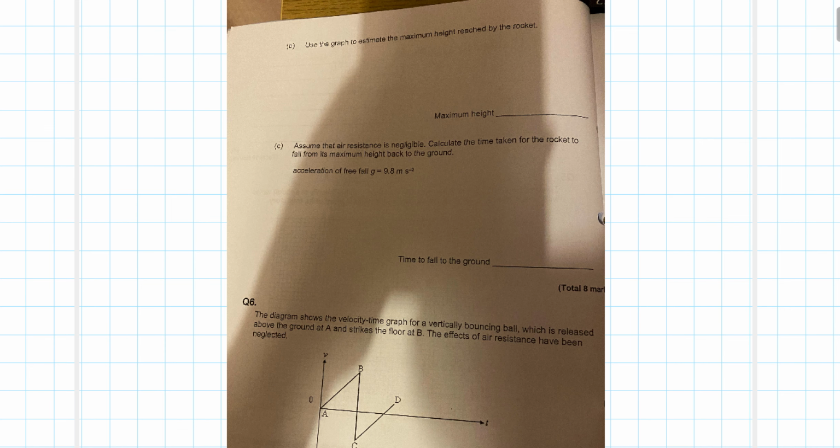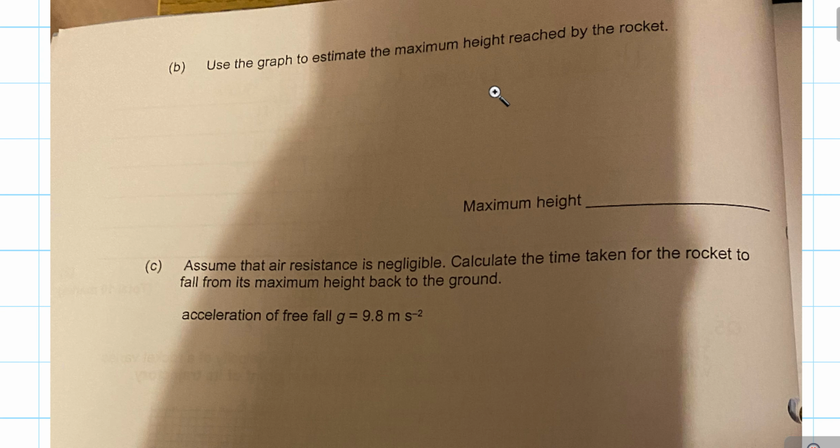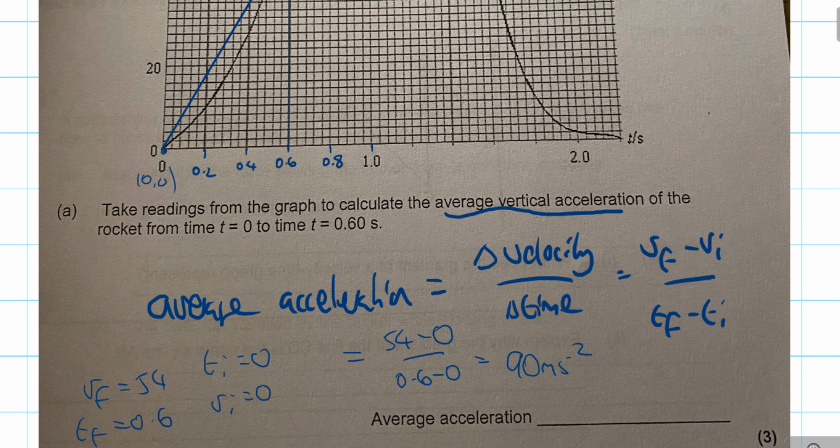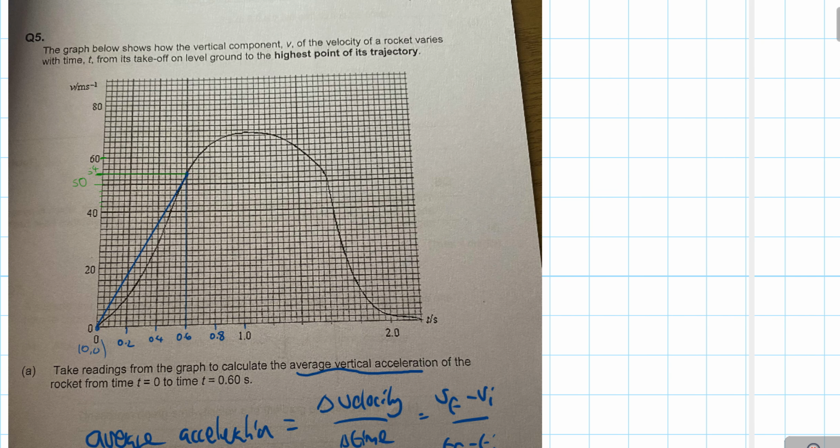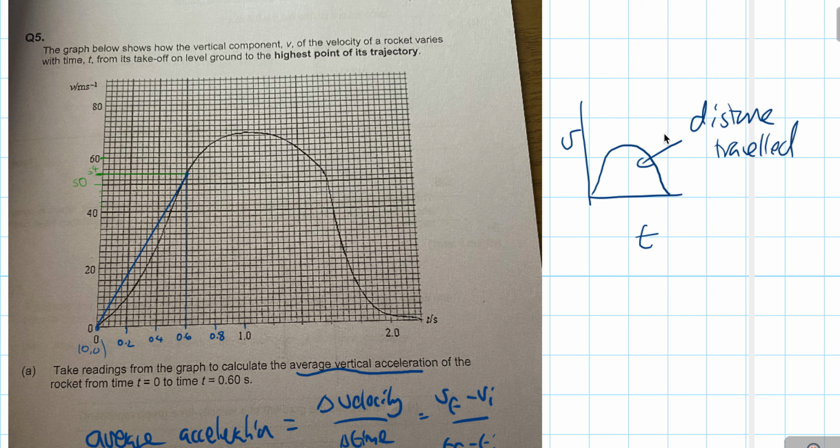If we go to part B, it states, use the graph to estimate the maximum height reached by the rocket. So to find the maximum height reached by the rocket, we're going to find the area under the graph. Remember, if you have a velocity time graph, then whatever curve you have, the area underneath is equal to the distance travelled or the displacement travelled, depending on what you're finding.